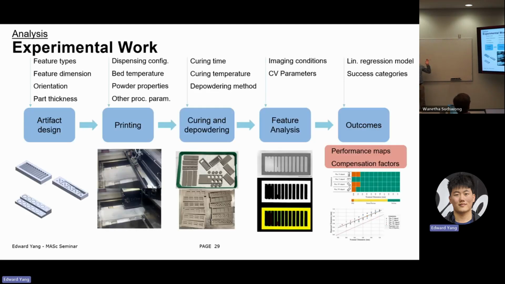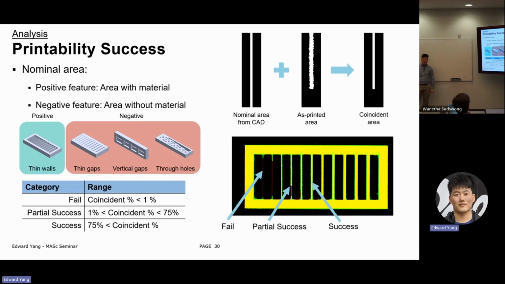So now the experimental work has been completed for the most part, and what's left is to do the analysis on the data and determine what the outcomes were. So first, I'm looking at whether or not a feature was successfully printed. And to do that, I base it off the coincident area.